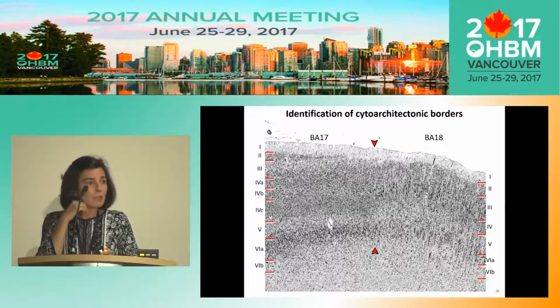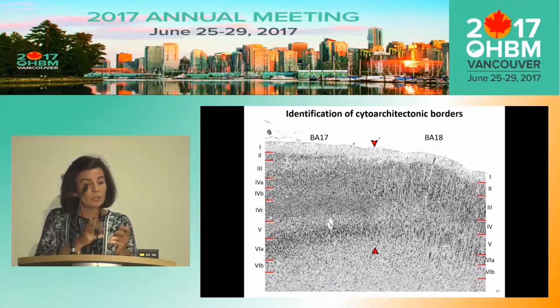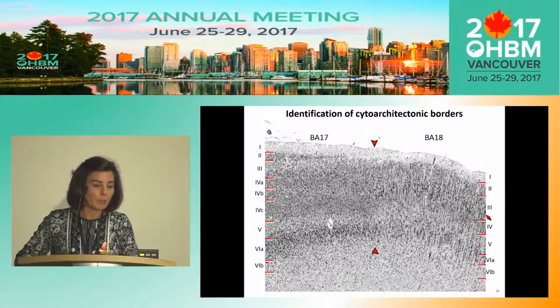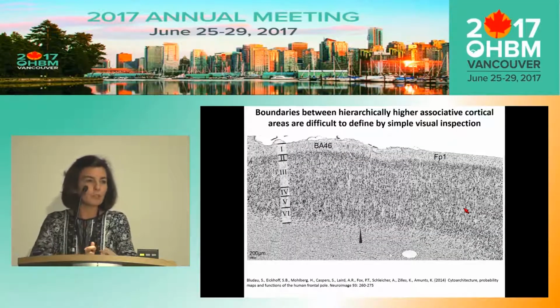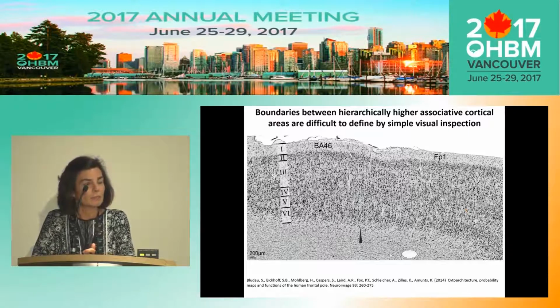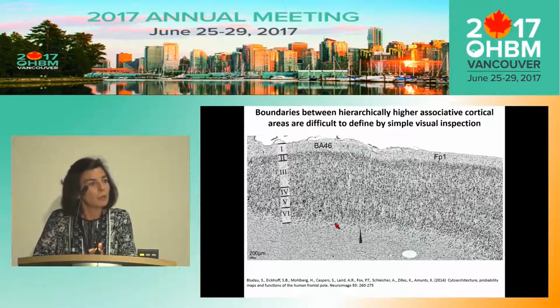And when you come to identifying microscopical borders, in this example, again, the one between area 17, V1, and area 18 of Brodmann, V2, you can see it's very easy to identify the border. But if we move into hierarchically higher areas, the differences become so subtle that you start having problems. So if I didn't have this arrowhead here, highlighting the position of the border between areas 46 and FP1, which is part of Brodmann's frontopolar area 10, you probably wouldn't be able to see it.